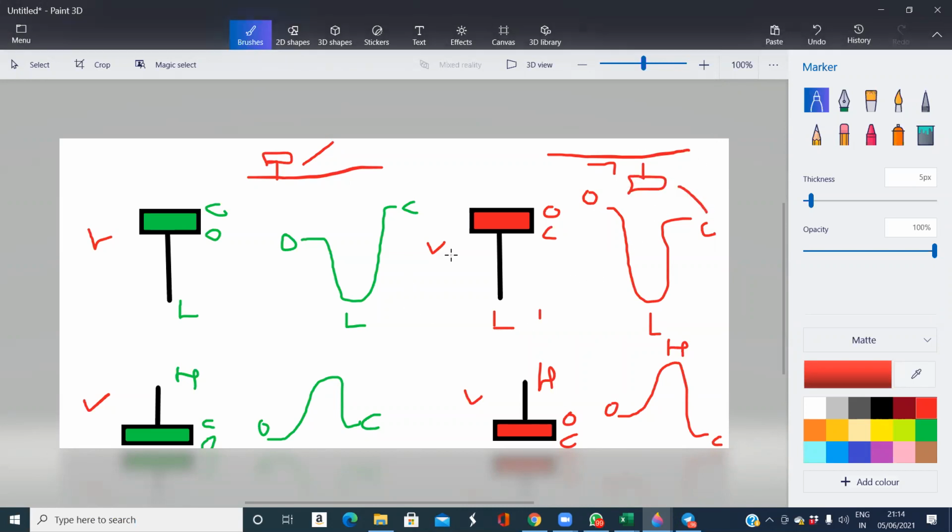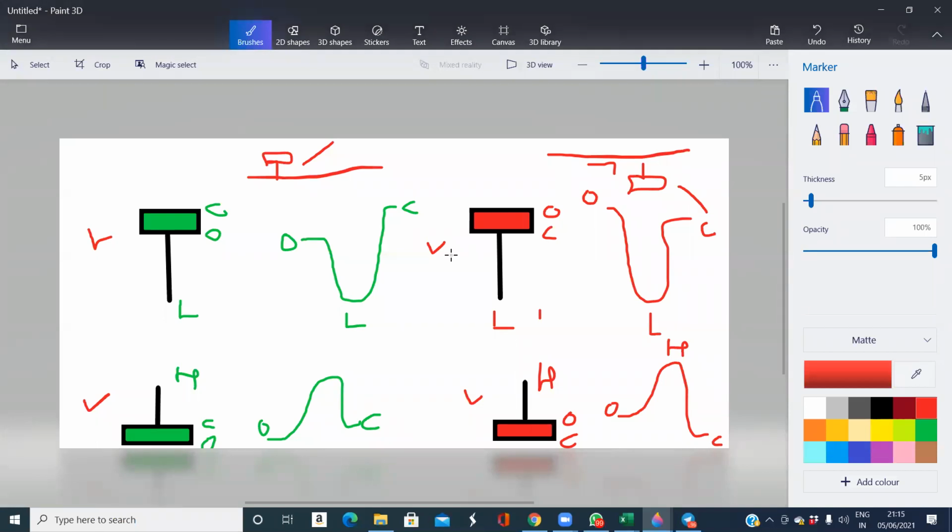So there is an importance of each candlestick, especially near support and resistance zones. If they form near support and resistance zones, the price pattern changes. So these things we need to know.